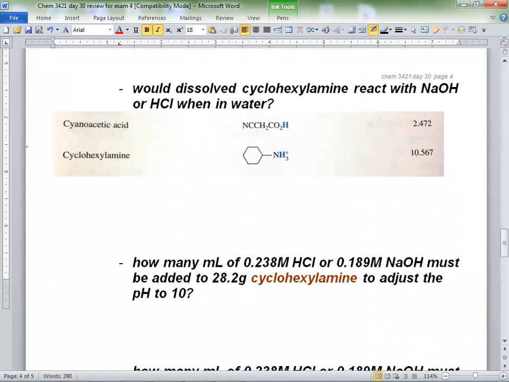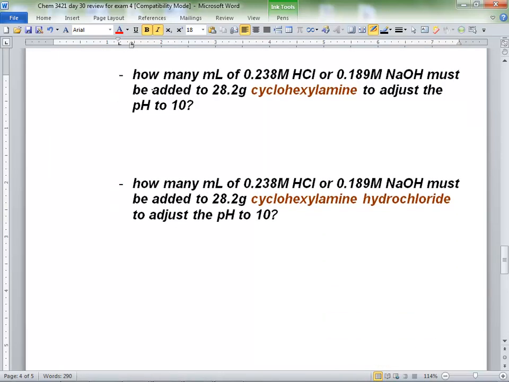Would dissolved cyclohexylamine react with NaOH or HCl when in water? HCl? Good. Very good. And then we're back to the questions that we've been working on for the past couple class periods. Okay.